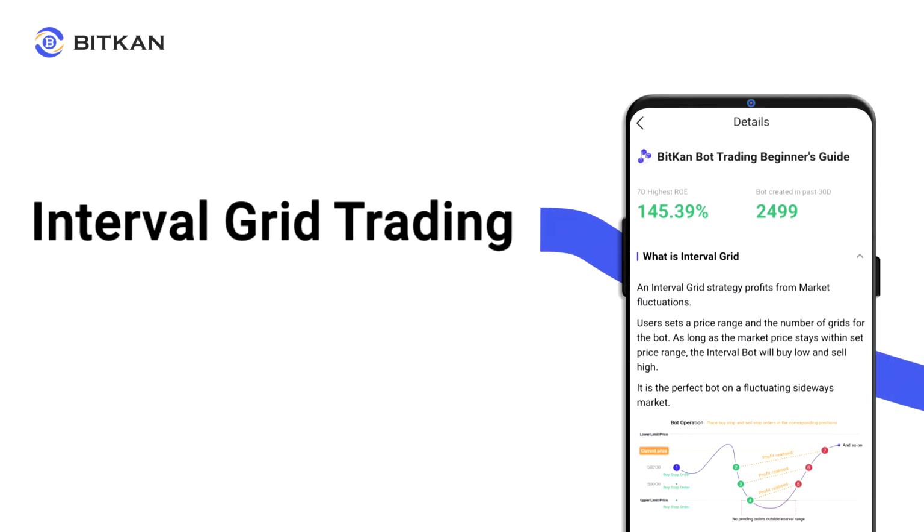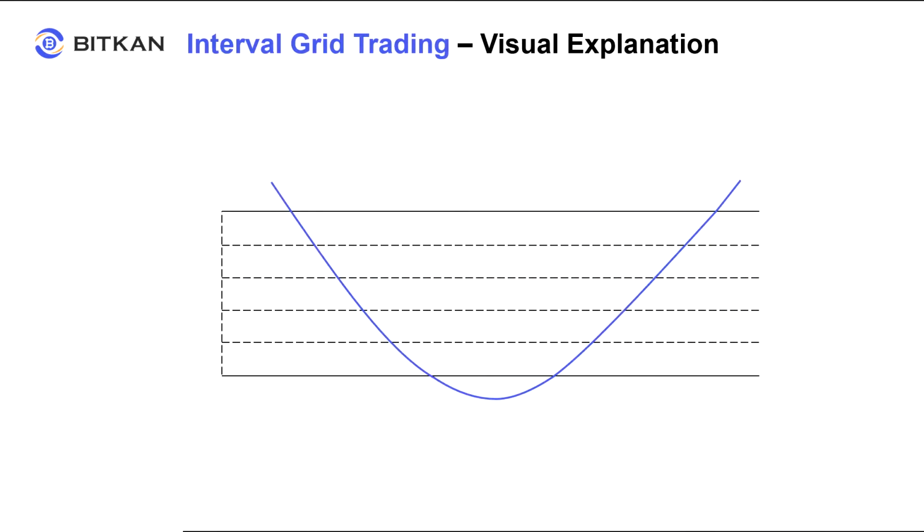Today, we will cover the basic concepts of setting up an interval grid trading bot on the BitKan mobile app. Firstly, let's understand how an interval grid trading strategy works. Let's assume that this is the market trend line of ETH for the past few hours. As you can see, the market price fluctuates up and down due to its volatility. The goal of a trading strategy is to earn profits by buying low and selling high during these fluctuations.